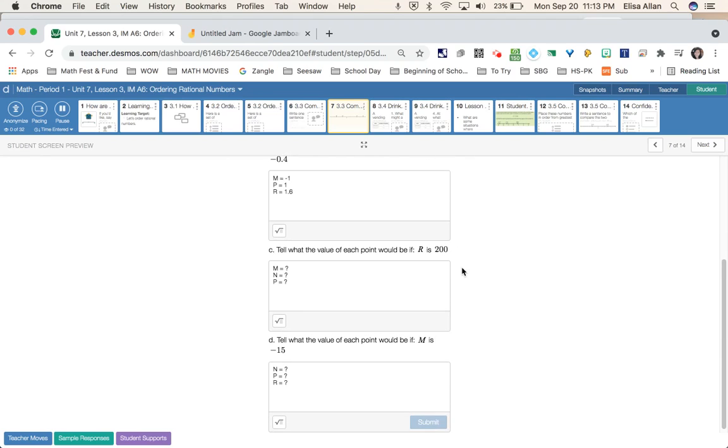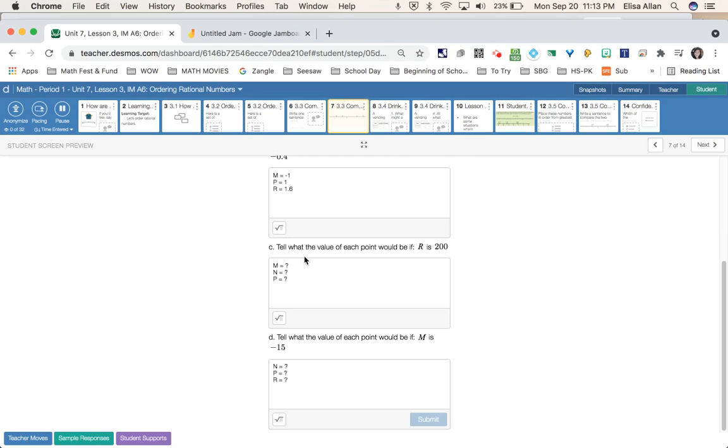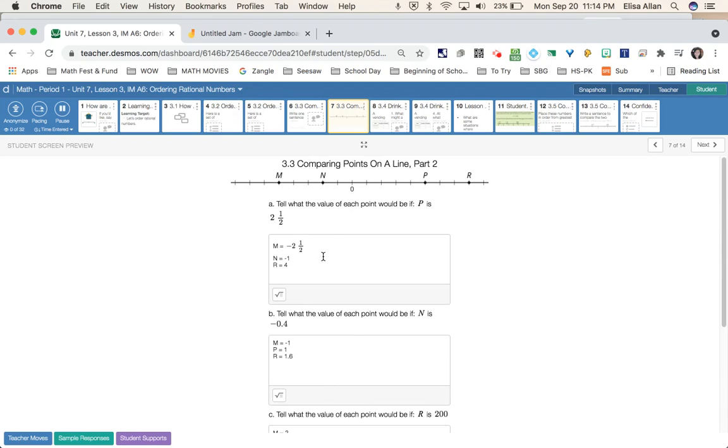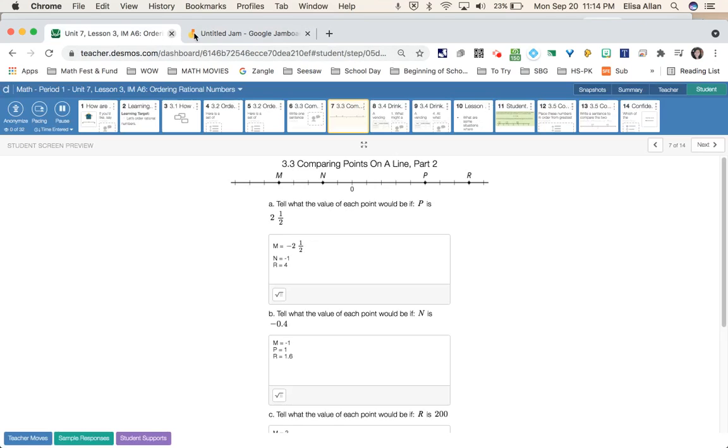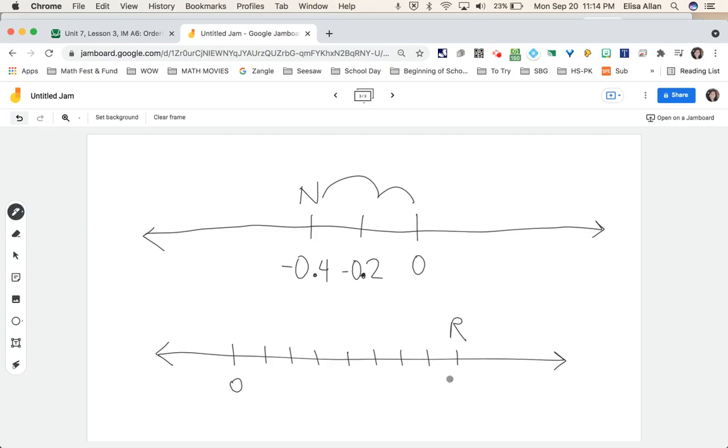Okay, take a look at letter C. It says to tell what the value of each point would be if r is 200. Let's see where r is. R is, 1, 2, 3, 4, 5, 6, 7, 8 jumps away. So here, 8 jumps away. I'm going to draw my number line again. I'm going 8 jumps from 0. Here's 1, 2, 3, 4, 5, 6, 7, 8 to get to r. And it says that r is a total of 200. So this is 200. So I'll take 200 and I'll divide that up into these 8 jumps.